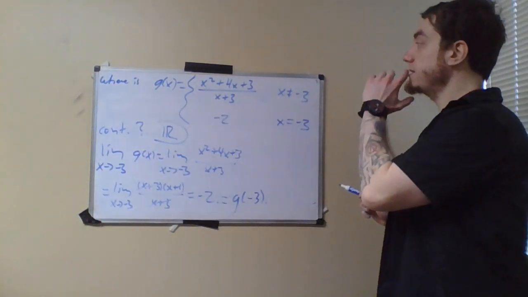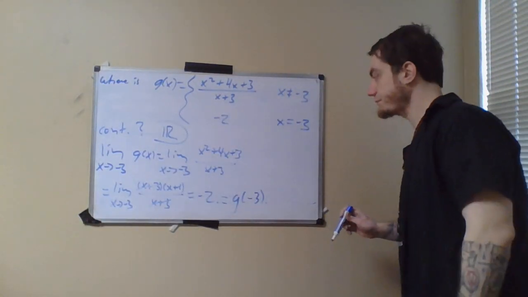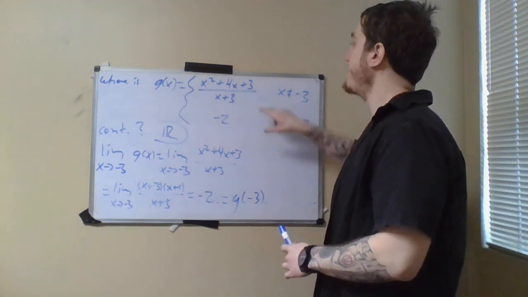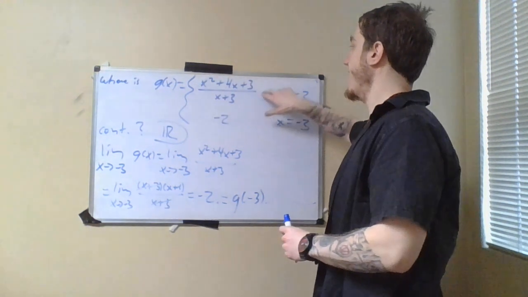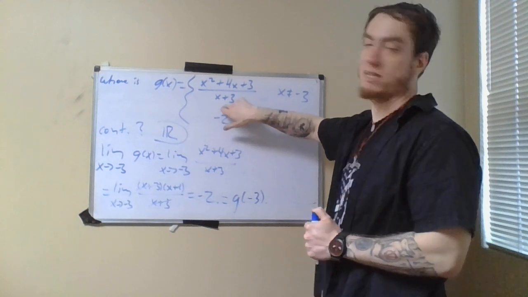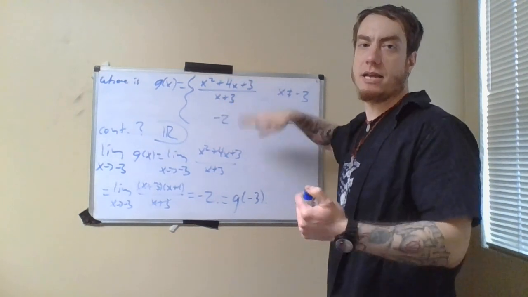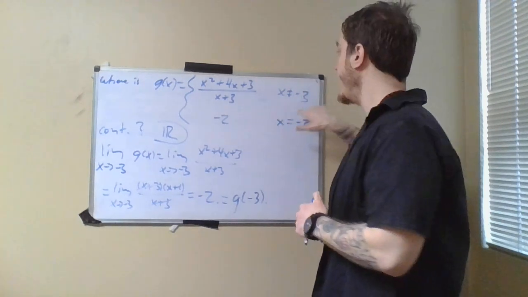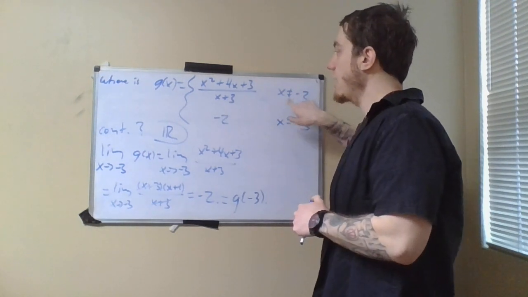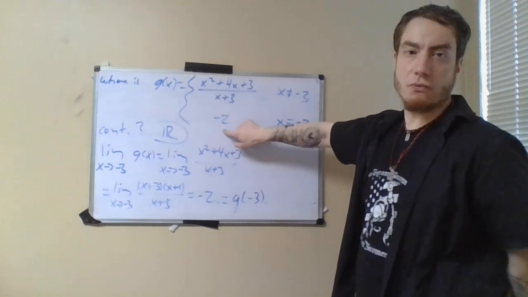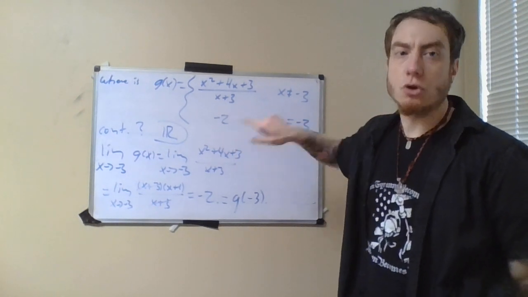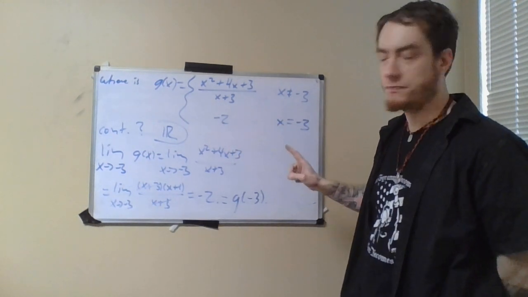But another reason that this is interesting is because think about what would happen if I just took this function x squared plus 4x plus 3 over x plus 3. If I graphed this thing, I would get what looks like this nice curve, except it would have a hole in it at x equals negative 3. But the fact is, we can fill in that hole to create a continuous function.